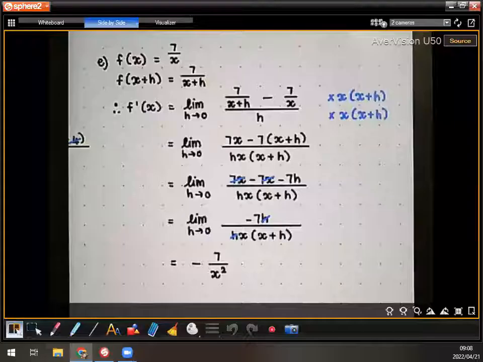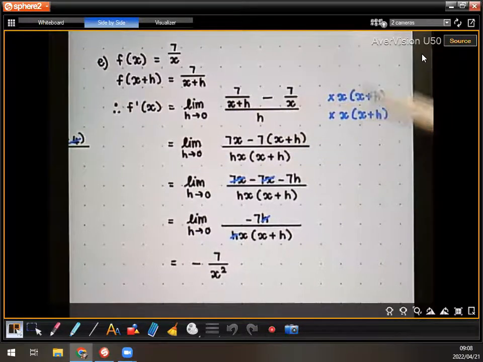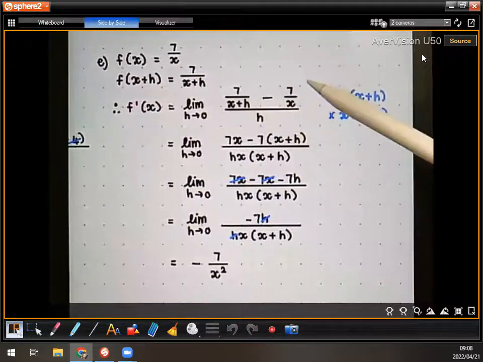Fractions quite often. So when you have a fraction within a fraction, you multiply the top and the bottom by the LCD of those inner fractions. So if you're looking at 7 over x and 7 over x plus h, the LCD is x times x plus h. I don't know if you would have thought to do that. So that's what I did at the top and the bottom, because then the denominators cancel out.